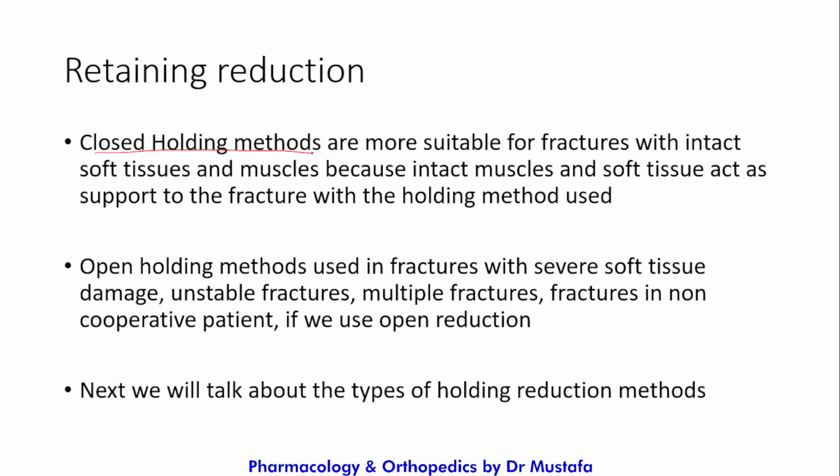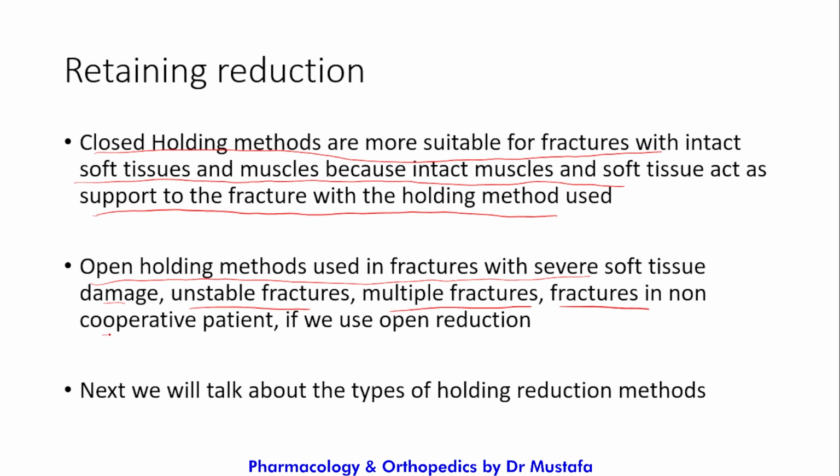Closed holding methods are more suitable for fractures with intact soft tissue and muscles, because intact muscles and soft tissue act as support to the fracture with the holding method used, while open holding methods are used in fractures with severe soft tissue damage, unstable fractures, multiple fractures, fractures in a non-cooperative patient, and if we use open reduction for the fractures, we have to also use an open holding method because we already opened the skin. So when we reduce openly, we have to use an open holding method for the patient.